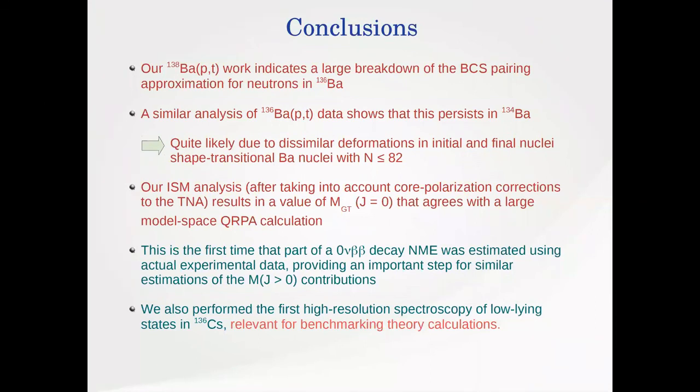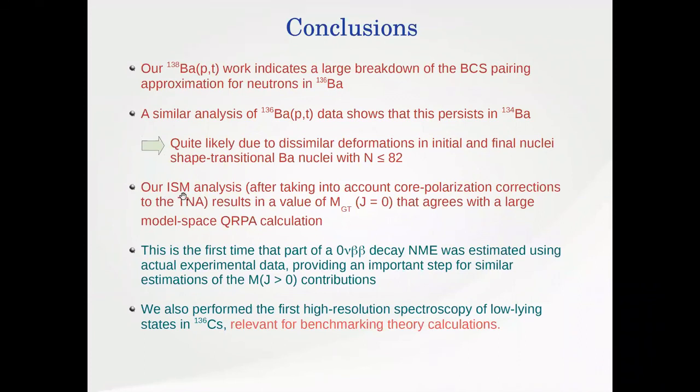In conclusion, our 138 barium (p,t) work indicates a large breakdown of the BCS pairing approximation. We also did a similar analysis for 136 barium (p,t) and show that this persists. A similar breakdown of the BCS pairing approximation persists in 134. And it's quite likely that there is a deformation contribution because it's in the shape transitional region, these barium nuclei for N less than 82. Somebody needs to do some analysis of this, but we are going to leave that for other collaborators.